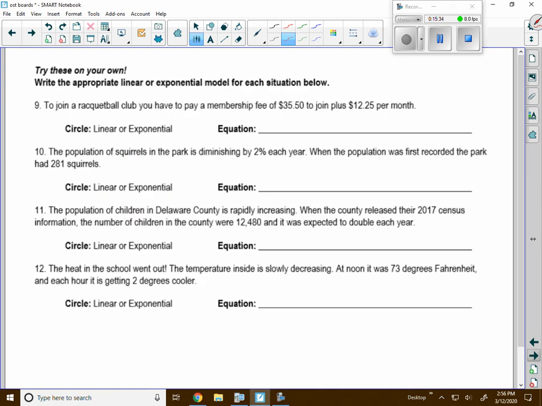Okay, you're going to go ahead and try these on your own. So you can go ahead and pause the video and work these out. I'm going to go ahead and put the answers up here for you so that you can check your work.